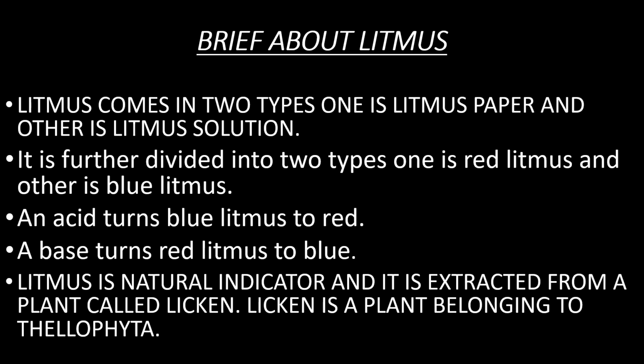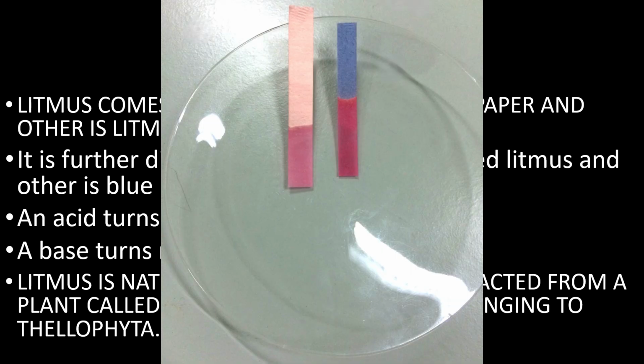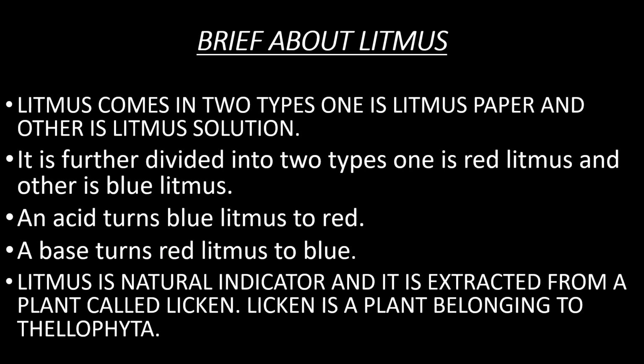Now, an acid turns blue litmus to red. If we dip a blue litmus paper into a solution of acid, then it will turn red. Then we will come to know that this is an acid. A base turns red litmus to blue. So if you dip a red litmus paper into a solution and it turns blue, then that is a base.